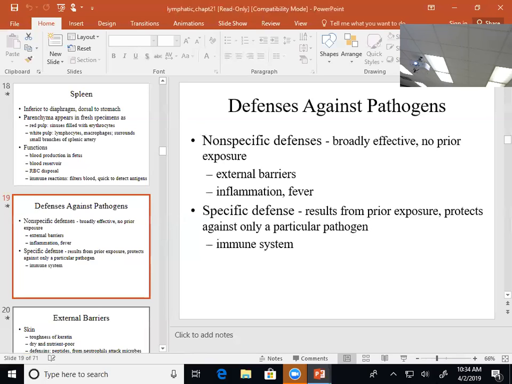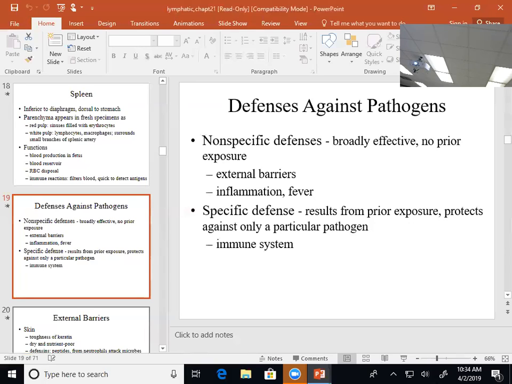Inflammation gets a bad name just like fever does. What are the 4 cardinal signs of inflammation? Swelling, redness, heat, and pain. So those are the 4 cardinal signs of inflammation you should know. And are those things bad? No. Those things are all good.